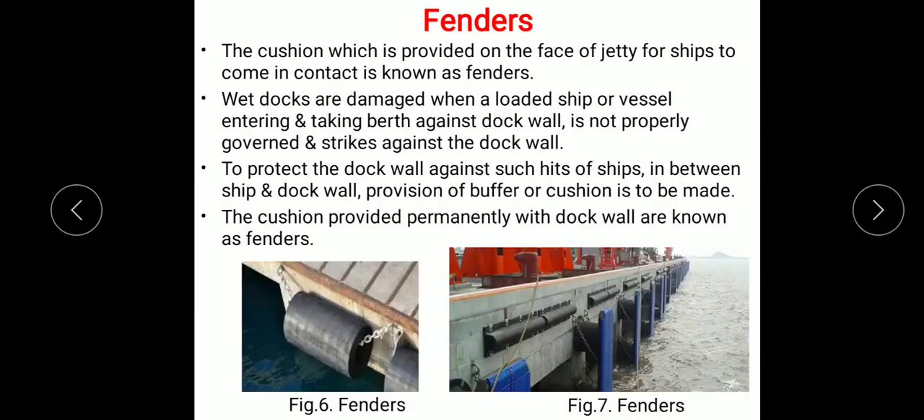Next type is the fenders. So fenders are the cushions which are provided on the face of jetty for ships to come in contact. Here figure 6 and figure 7 show a cushion which is provided on the face of a jetty. This is a jetty, and to the front side of this jetty, this cushion is provided. Here we can see the cushions are provided on the jetty's face.